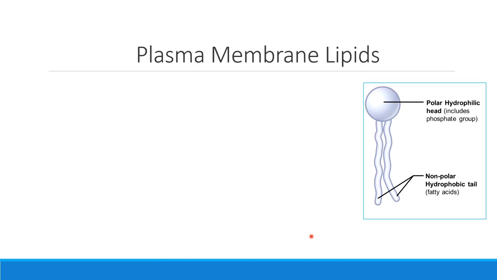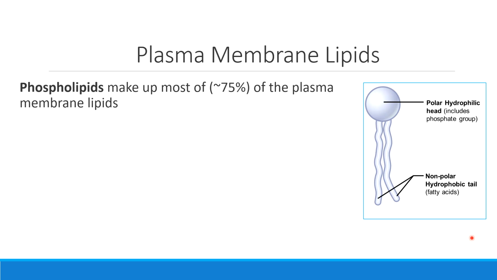When we talk about the plasma membrane, there are actually three kinds of lipids that build it. The first kind of lipid that builds the plasma membrane is called phospholipids. So phospholipids make up about 75% of all lipids in that membrane. They can have either saturated or unsaturated fatty acid tails.